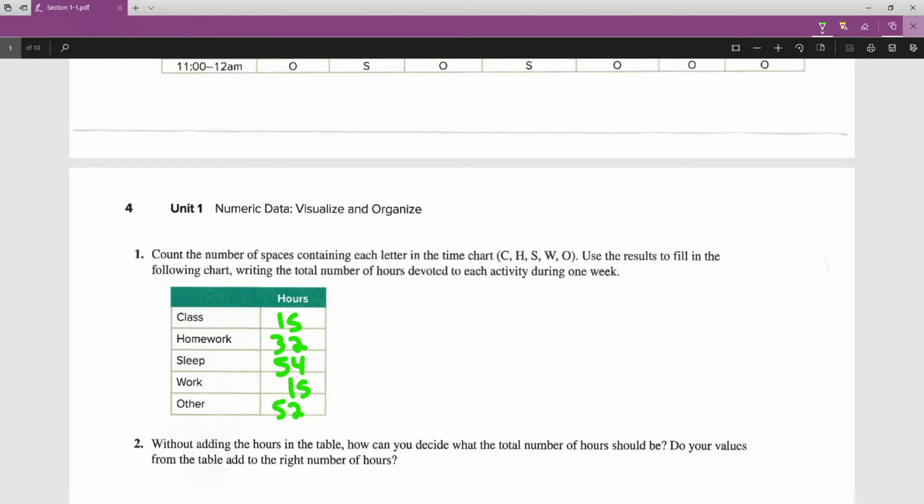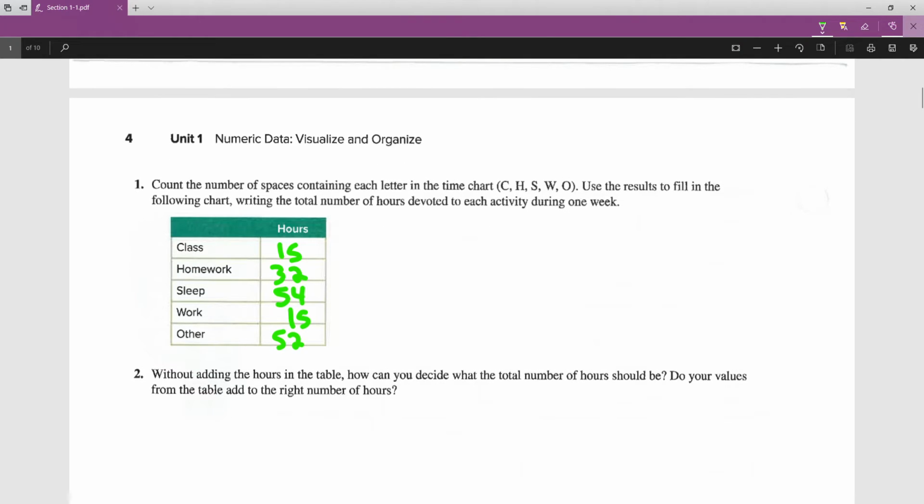Without adding up all the hours from the table, how can I decide what the total number of hours should be? Well, we're dealing with 7 days in a week times how many hours in a day? 24. Go ahead and use your calculator to do 7 times 24. And we do find out that the total number of hours should be 168 hours. If you add up all the hours in the box above in number 1, it should total up to be 168. Verify that, make sure it matches.